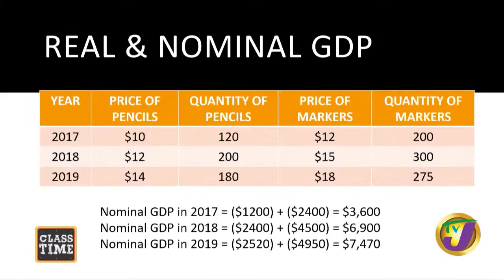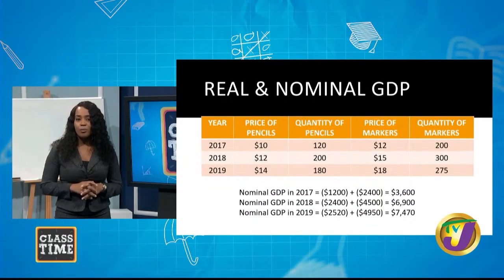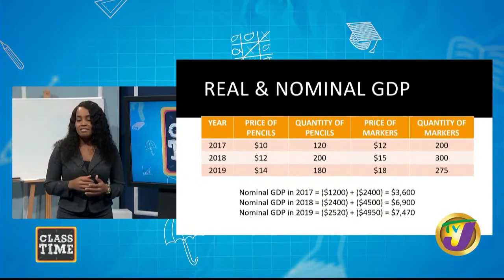So in order to determine real GDP, we select a base year, and I'm going to give you an example of this. Now in this example, the years are 2017, 18, and 19. Now Jamaica is producing pencils, and we are also producing markers. We're selling pencils in 2017 for $10, and we're selling markers in 2017 for $12. How would you calculate our GDP in 2017? Now, the quantities for each of the products we're producing are also there. So to determine the GDP for 2017, we have to multiply the price in 2017 times the quantity that we produce, and we do this for both pencils and markers.